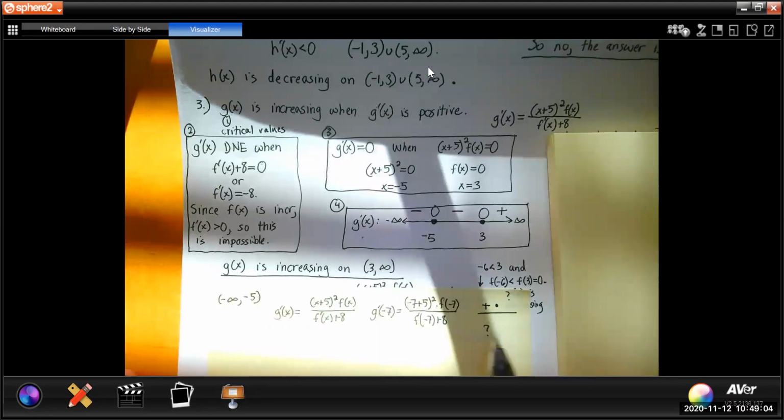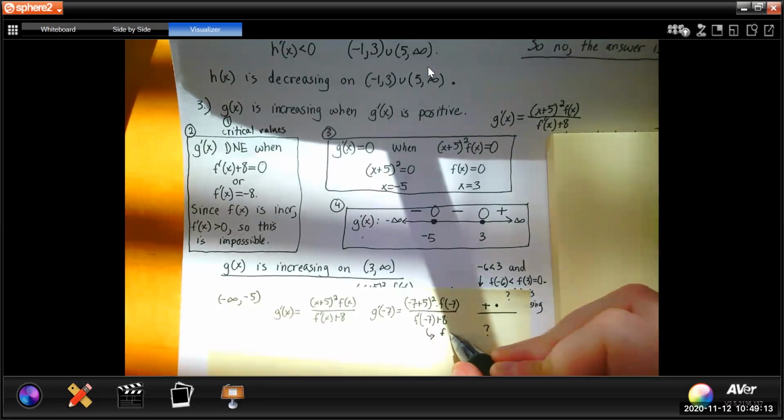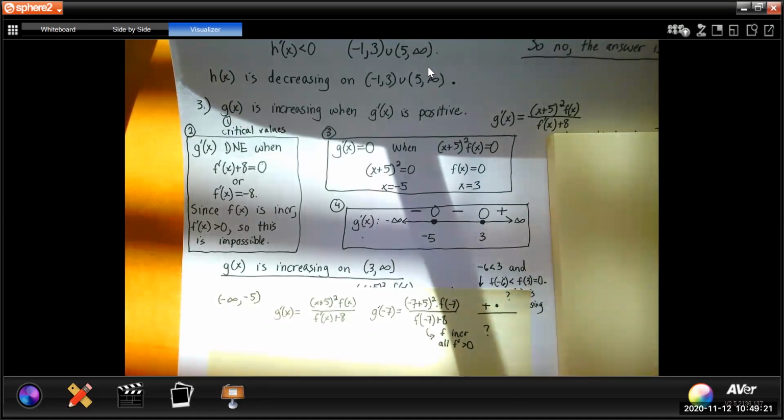Well, if we look at f prime of -7, we know that f prime of -7 is positive. Why is it positive? Well, we know that f is increasing always, which tells us every value of f prime is positive. So if we're at -7 or -20 or 5, 10, 15, 7,000, f prime is always positive. So think about what happens. This is a positive number plus 8. That is always going to be positive. Okay, that's pretty good. You might have figured that out.